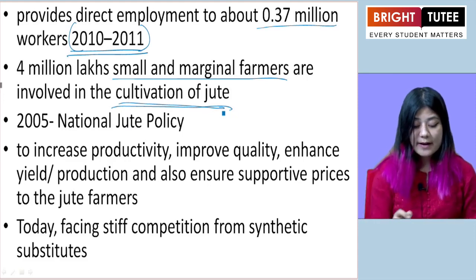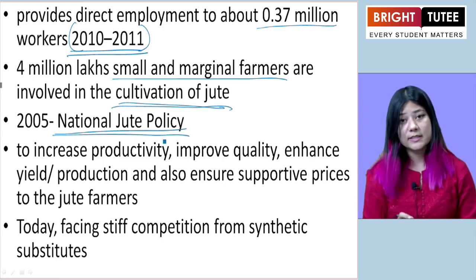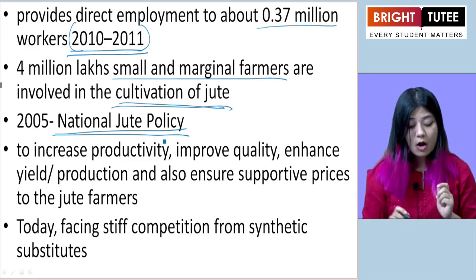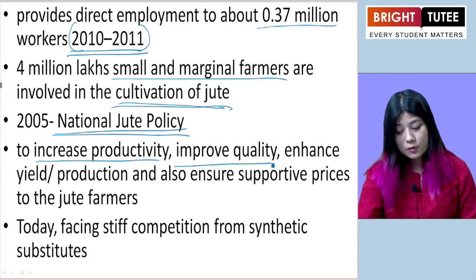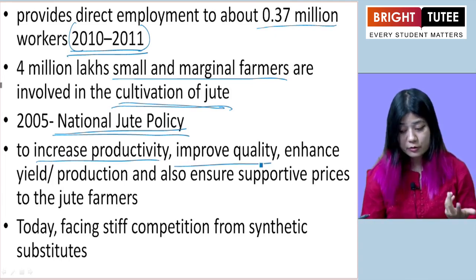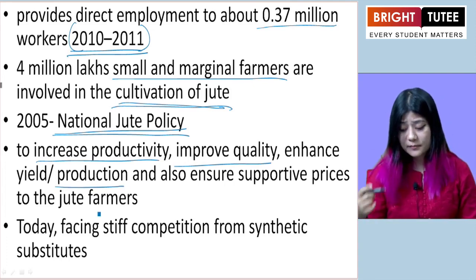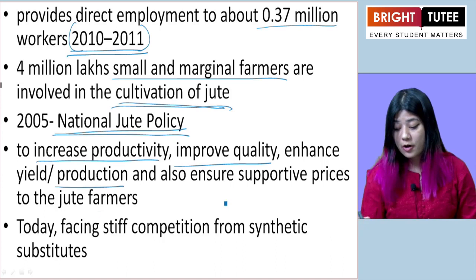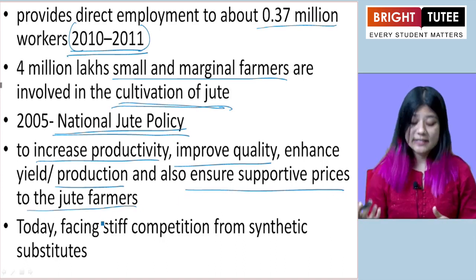In 2005, the government introduced the National Jute Policy, and the main objective of this policy was to increase the productivity of jute textiles, improve the quality of the produced goods, enhance production, and also ensure supportive prices to the farmers who cultivated jute.